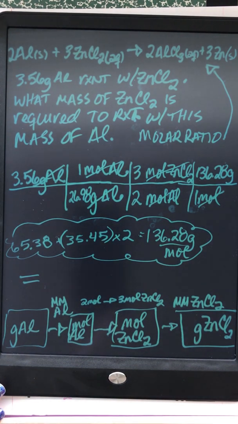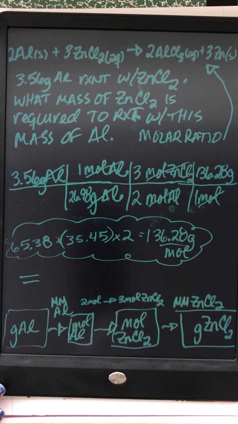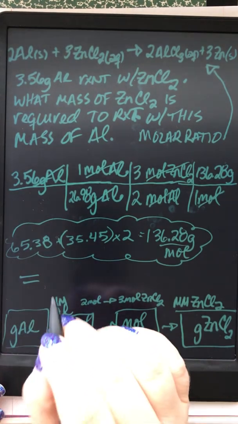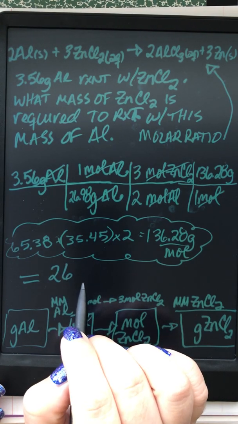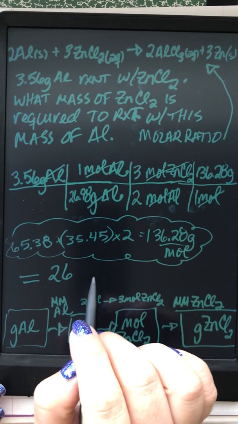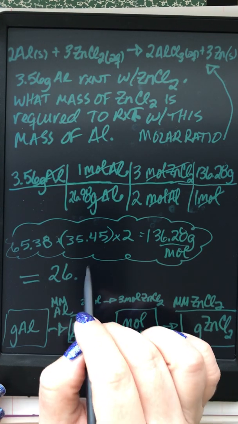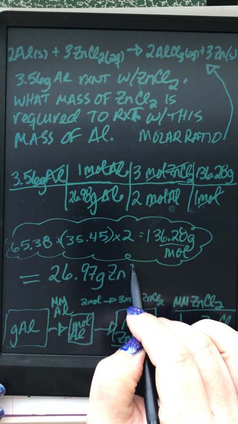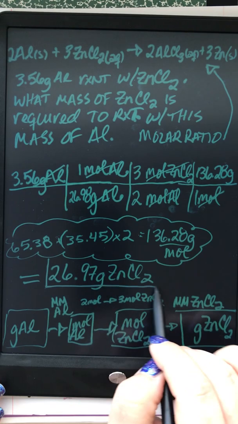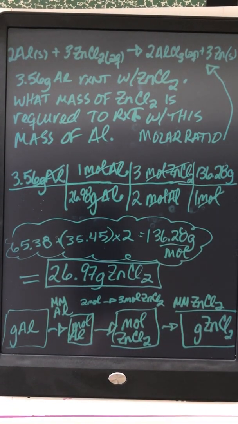I got 20. Oh, let me double check. 26.97. That sounds reasonable to me. I wrote it all out, so that's why it's taking me a while. No worries. Twenty-six point... I got 26.973. That's what I got too.